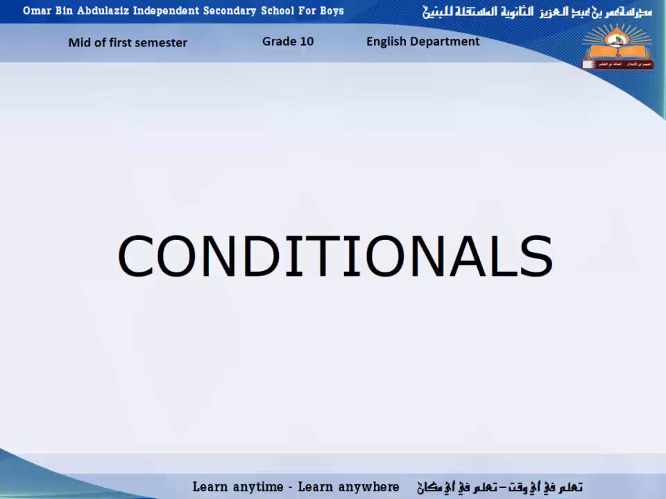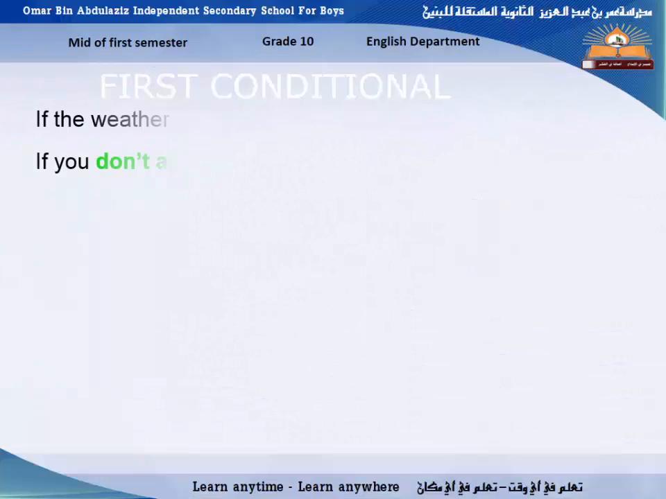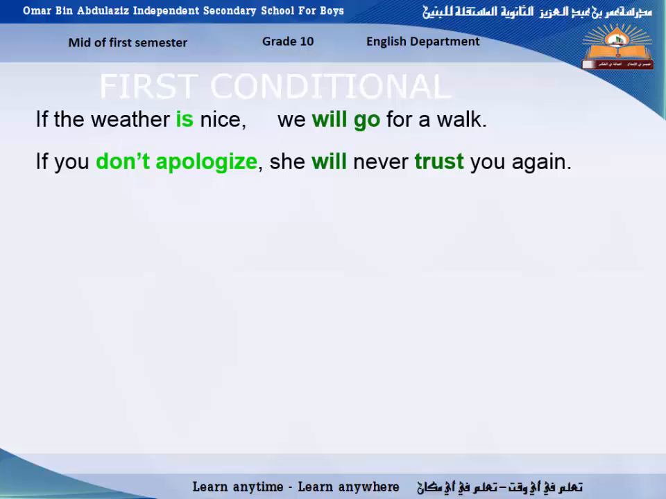Now we will go directly to our third part in our revision today. We will talk about conditionals. We have three main types of conditionals. The first conditional is formed by using the present simple after the conditional article if, and the second sentence is formed by using will, can, or may plus the verb in the infinitive.